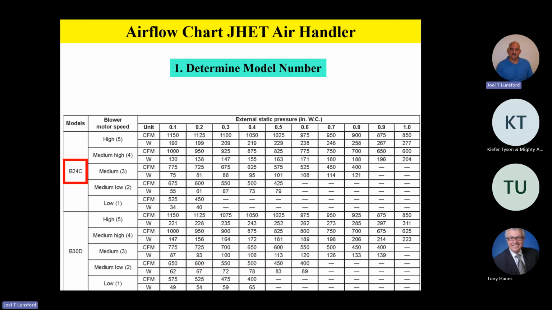So number one, you're going to determine the model number. If it's a furnace chart, you determine the model number. If it's an air handler, you determine the model number. You get the idea. So you determine the model number of the product that you're looking at, and you find the proper column. You're then going to determine what speed tap that motor is on. So you're going to have to take the service panel off and look and see what speed tap the motor's running on when you're making your airflow measurement.